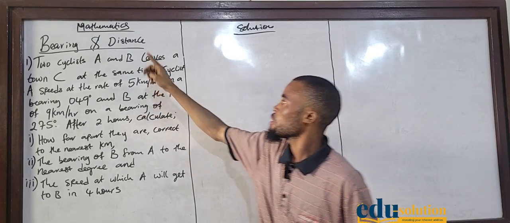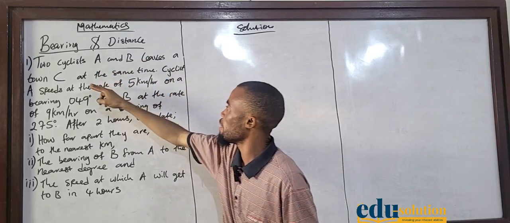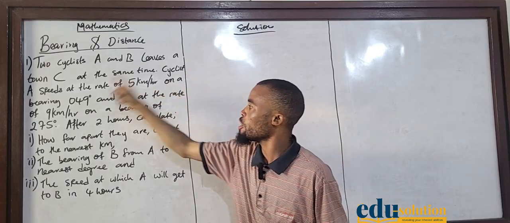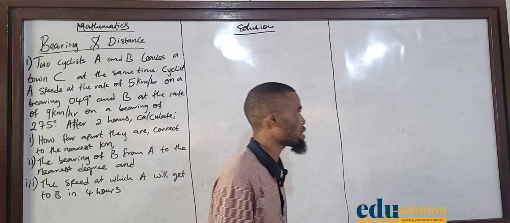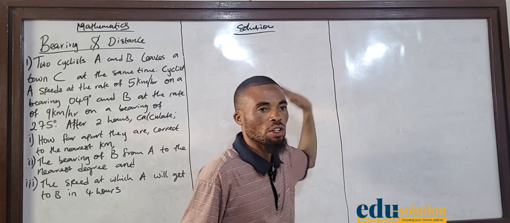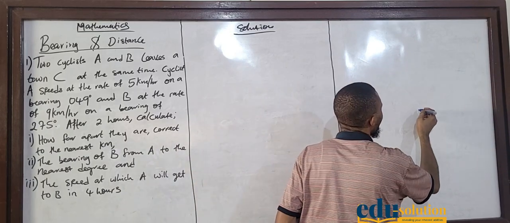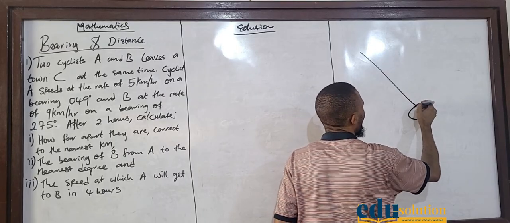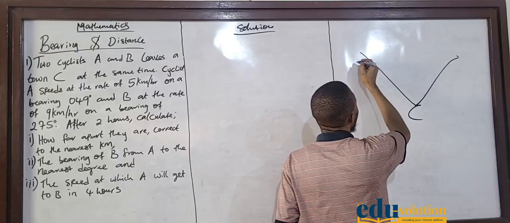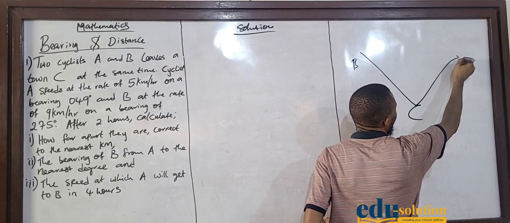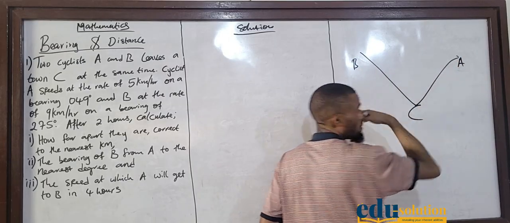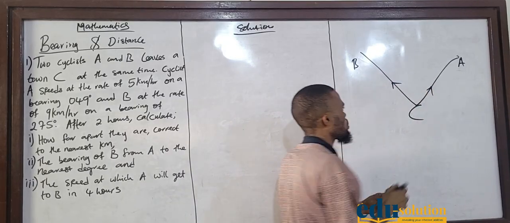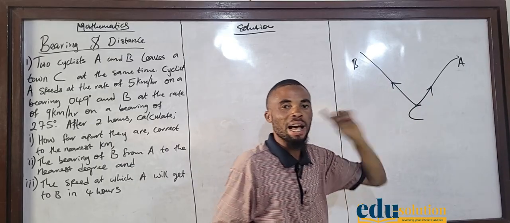Let me read the question again. Two cyclists A and B, two persons, left C at the same time. Cyclist A speeds at the rate of 5 km per hour on a bearing of 049 degrees. Let's just go straight. I want to do a rough sketch here before I give us the correct diagram. Let's assume this is C. Two persons, number 1 person and number 2 person, left at the same time. Let me call this place A. I can call any of them. So we are having B and A. Let me put an arrow here to indicate that we are leaving here. So B and A left C at the same time.